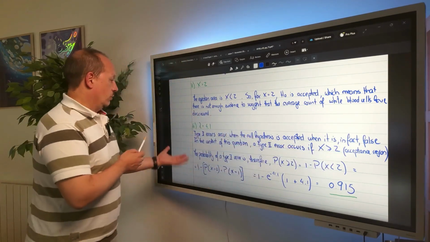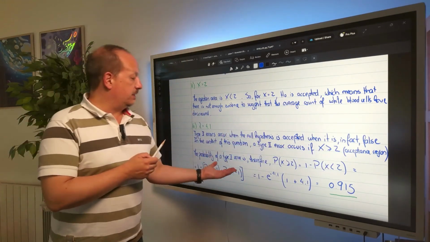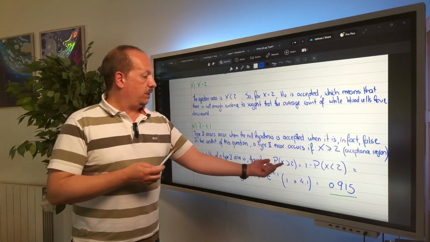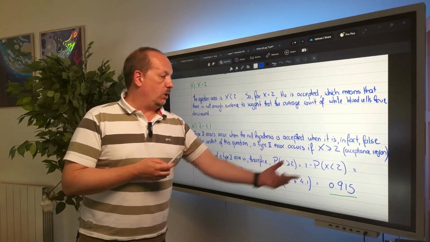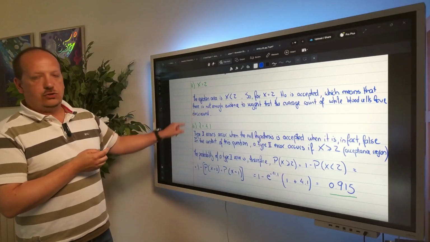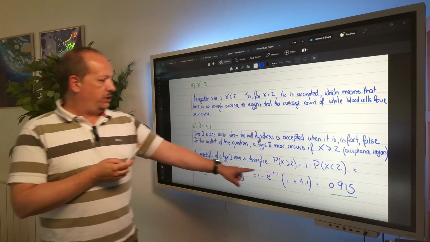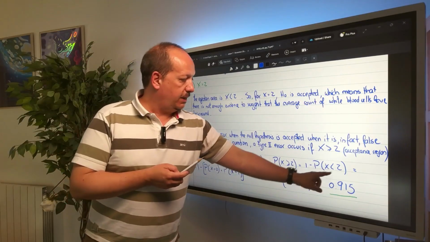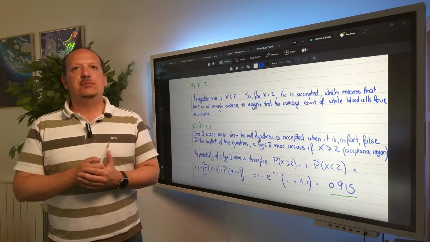Okay? So we are going to calculate the probability of a type 2 error by doing this. Okay? So 1 minus the probability that X equals 2. Don't forget, you are going to use the new lambda. That's what I did over here. And there you have it, the probability of a type 2 error.